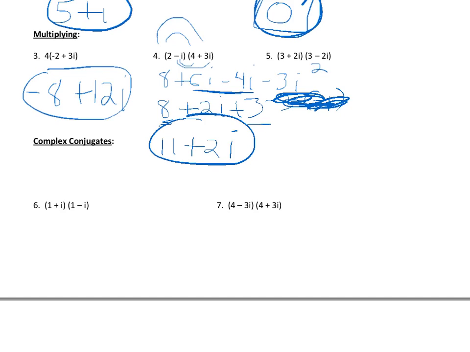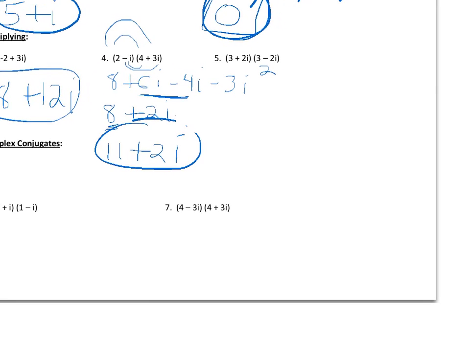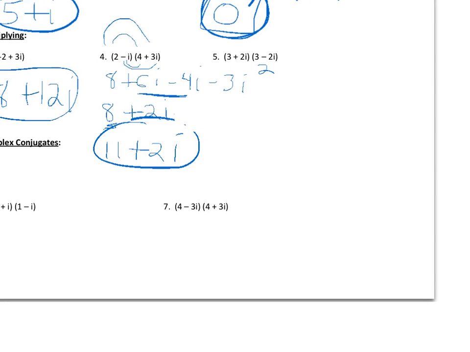Okay, let me erase some of this work. Now 5, what we notice is we're actually going to FOIL out complex conjugates. And something's going to happen with complex conjugates that we like. So let's FOIL this out.